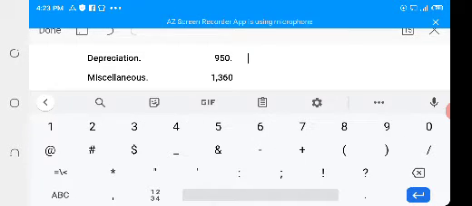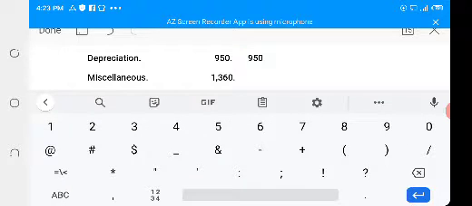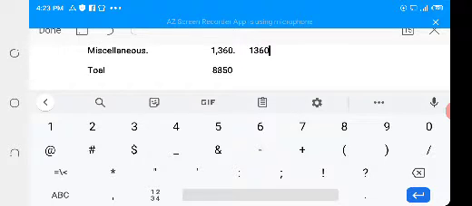Depreciation is always a fixed cost in accounting, also in cost accounting, management accounting, performance management, and management information. Miscellaneous is a fixed cost because it does not relate to the production. So miscellaneous is all other costs. All other costs is called miscellaneous.